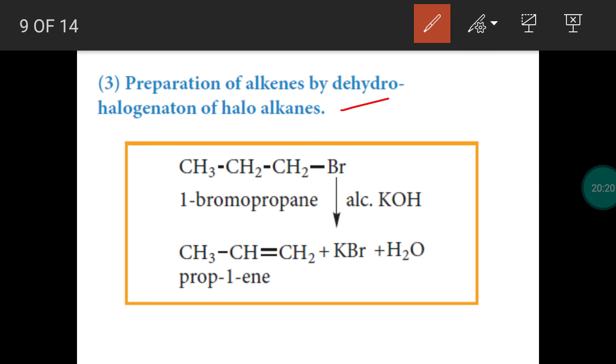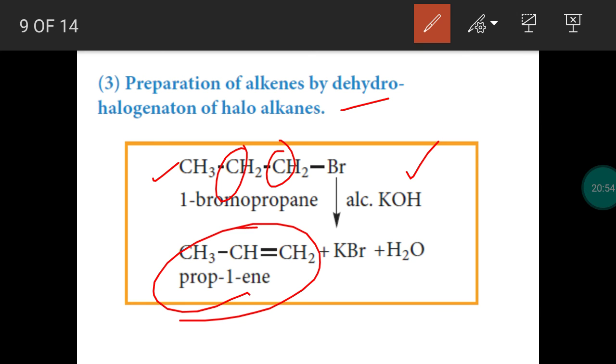You take n-propyl bromide, common name; IUPAC name 1-bromopropane. This is treated with alcoholic potassium hydroxide. There is elimination of hydrogen halide. From the first carbon, the alpha carbon, bromine is leaving. From the second carbon, the beta carbon, hydrogen is leaving. So hydrogen and bromine, two atoms, are leaving; it is nothing but the leaving of hydrogen bromide. So this is called a dehydrohalogenation process. We get prop-1-ene, simply propene, as the product.